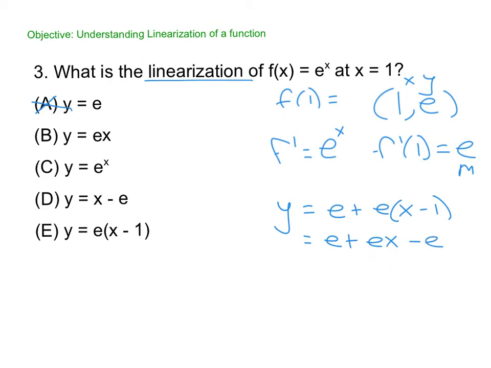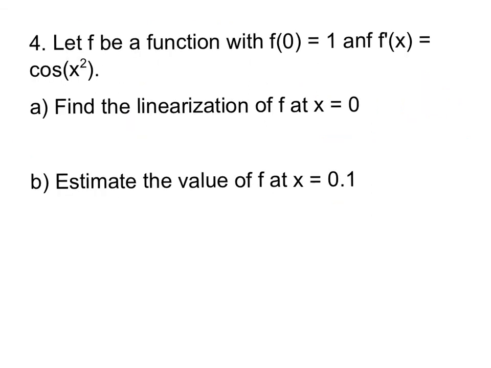e^x minus e, the e's cancel out, and we just get e^x. The answer is B. All right? So don't get bogged down by the weirdness. Just go through that process: find your point, find your slope, write your tangent line.